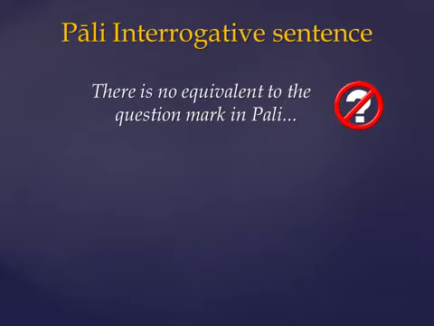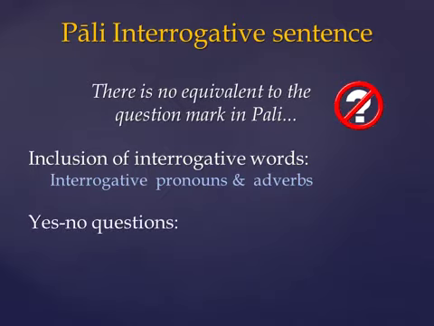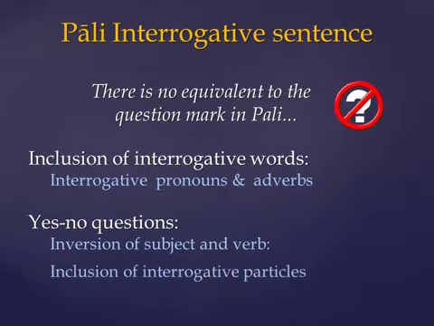So, a question in Pali can be formed by the inclusion of interrogative words, and that is both pronouns and adverbs. Likewise, yes-no questions can also be formed by the inversion of the subject and the verb, or by the inclusion of interrogative particles. So we're now going to look at each of these methods in turn.